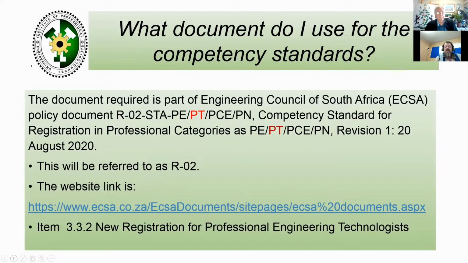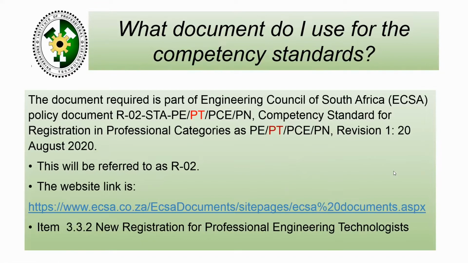What document do I use for competency standards? The document you use is on the ECSA website. It's an Engineering Council of South Africa policy document, R02, STA, PEPT, PCE, PN, which is called the Competency Standard for Registration in Professional Engineering Technologies, PEPT, PCE, PN, revision 1, 20th of August. PE stands for Professional Engineer, PT is Professional Technologist, PCE is Professional Certificated Engineer, and PN is Professional Technician. From now on, I'll refer to this as R02.